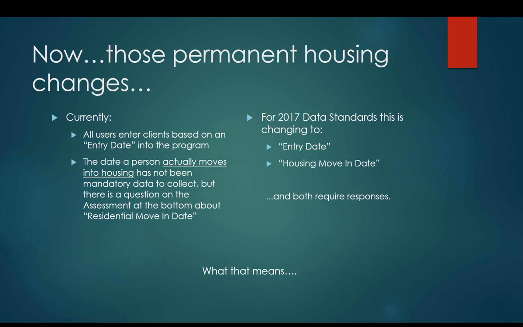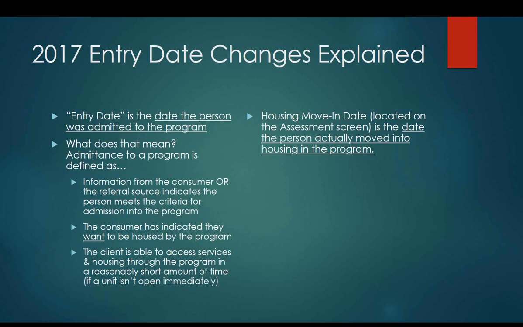For 2017, we now have an entry date and we have a housing move-in date, and both of those are required to be answered in permanent housing situations. So what that means, the entry date as of October 1st is identified by HUD as the date the person was admitted to the program. The definition of being admitted to a program is that information from the consumer or the referral source indicates the person meets the criteria for admission.